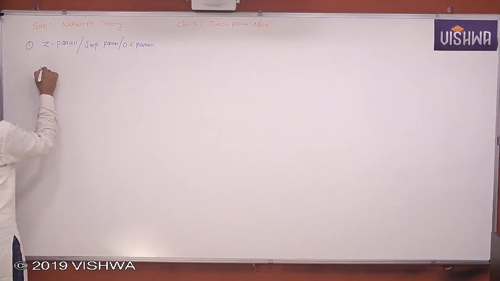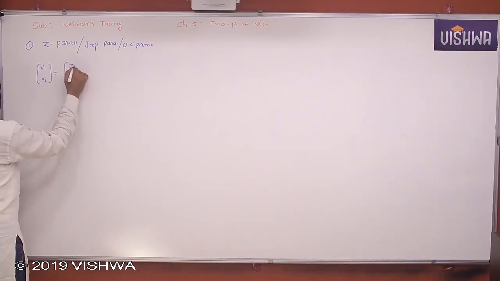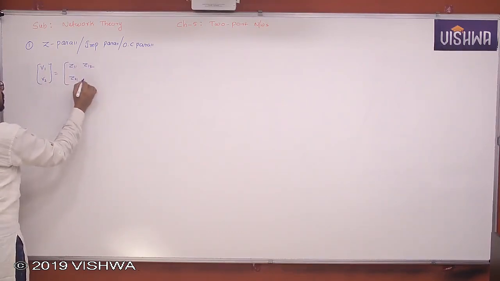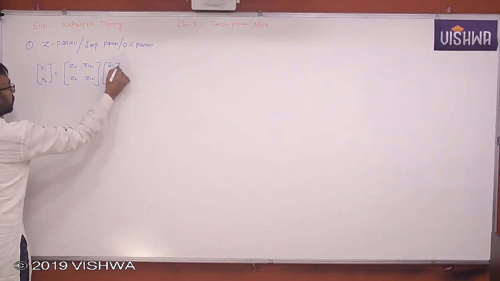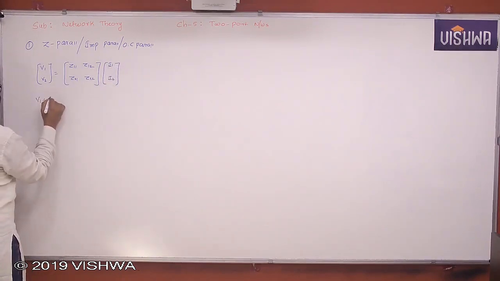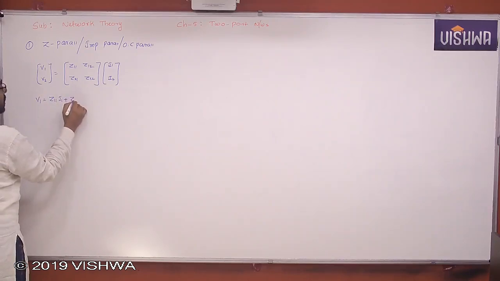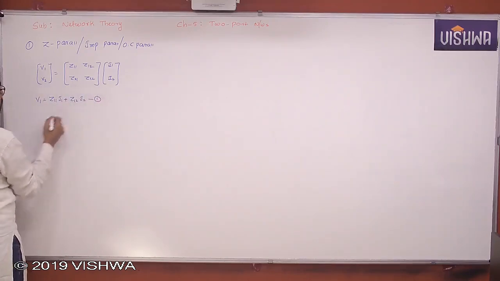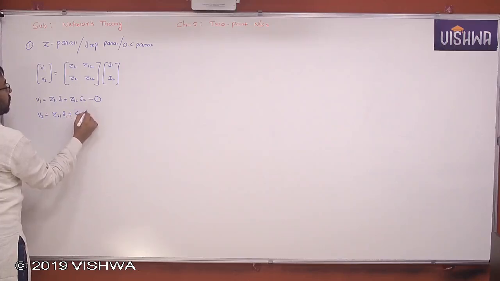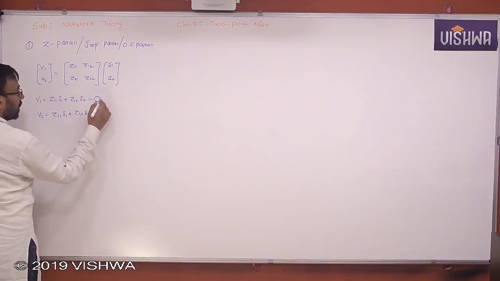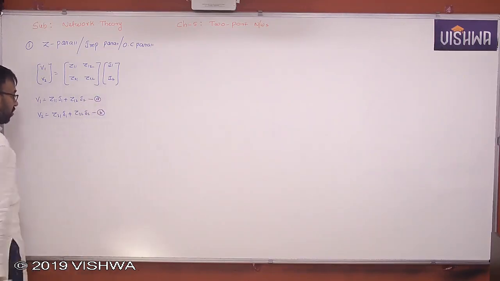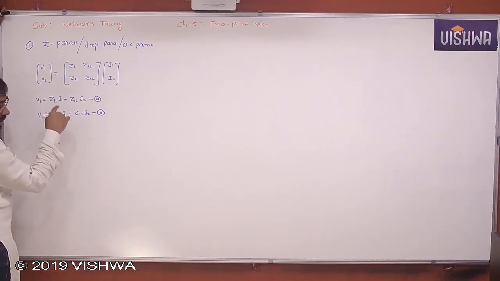So just now we have seen V1, V2 is equal to what? Z11, Z12, Z21, Z22 into I1, I2. So you will get now V1 is equal to Z11 I1 plus Z12 I2, equation 1. V2 is equal to Z21 I1 plus Z22 I2, equation 2. Or let us call them equation A and equation B. I generally call this A, this B.